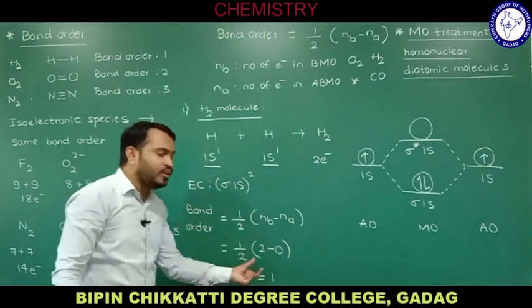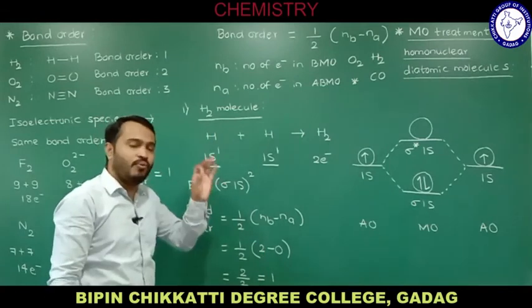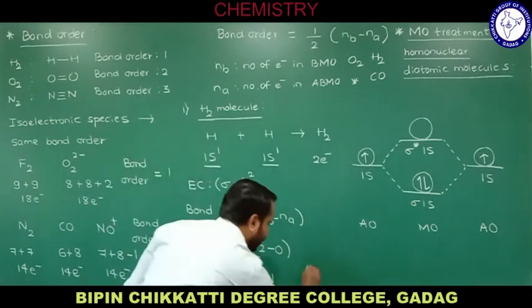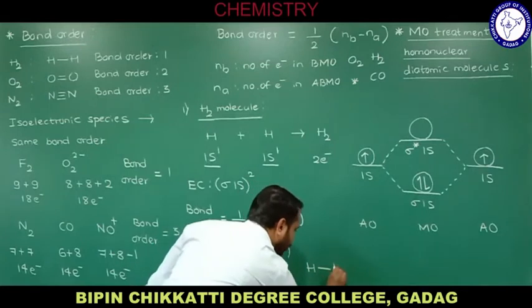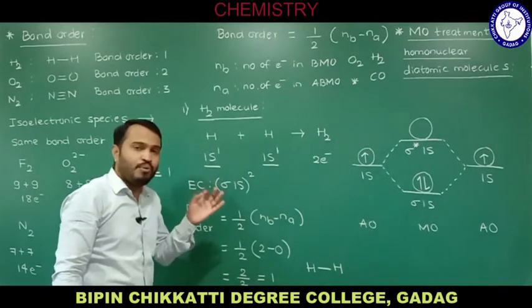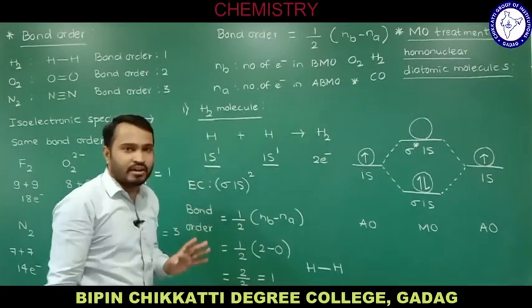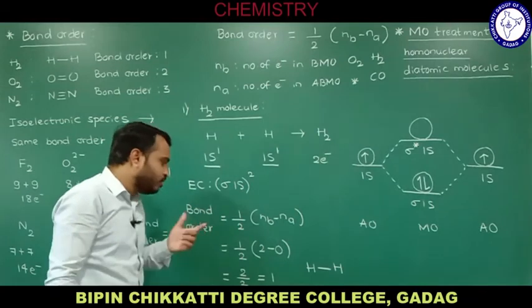Bond order is 1. What does it signify? In between 2 hydrogens we have 1 covalent bond. So what I'm going to write here is H, 1 covalent bond, and H. That is the significance of bond order. Bond order helps us to know how many covalent bonds are there in between the combining atoms. So that is how we can calculate the bond order.